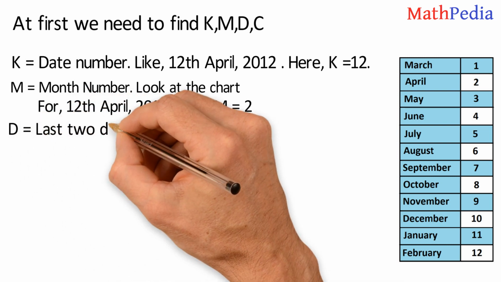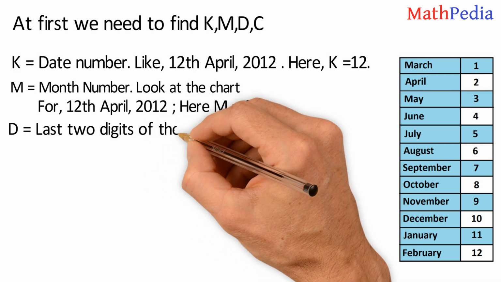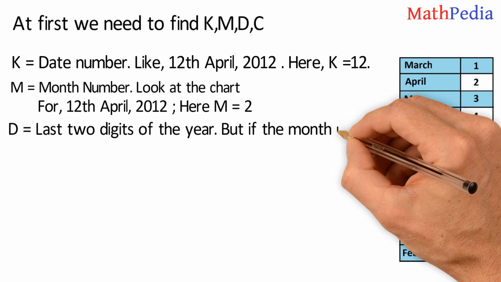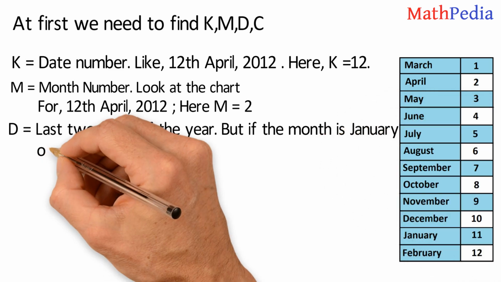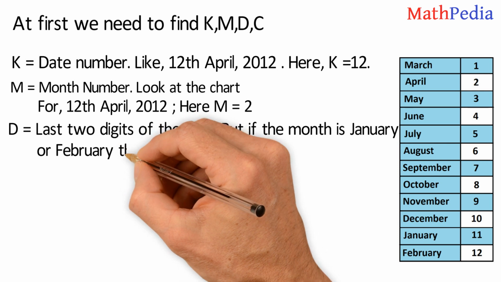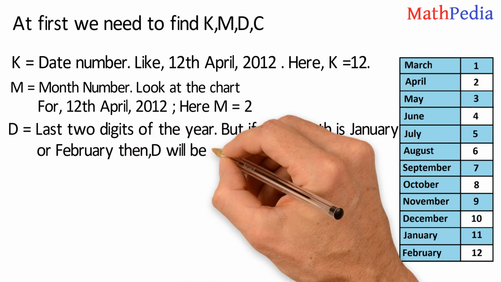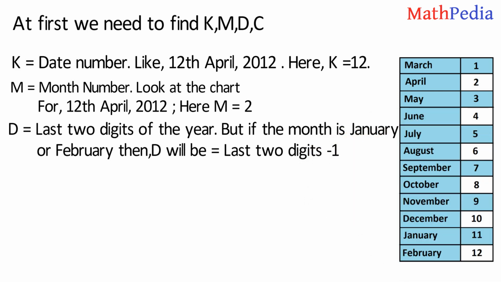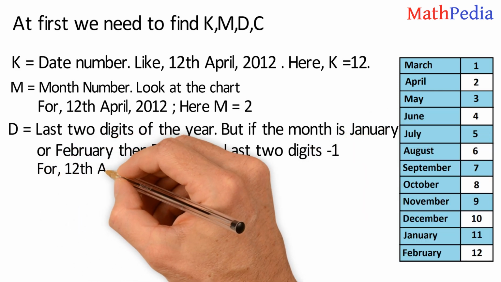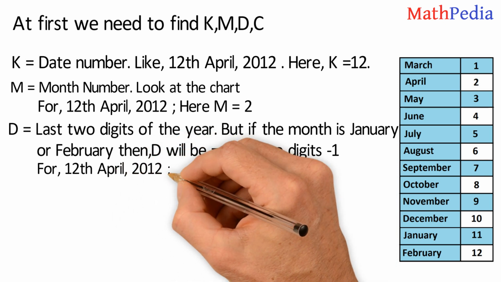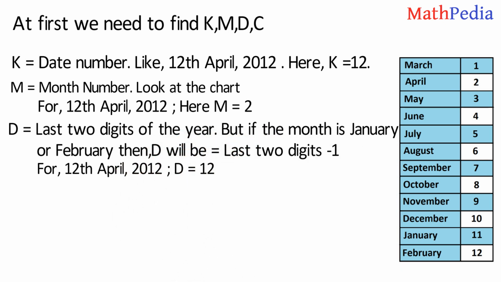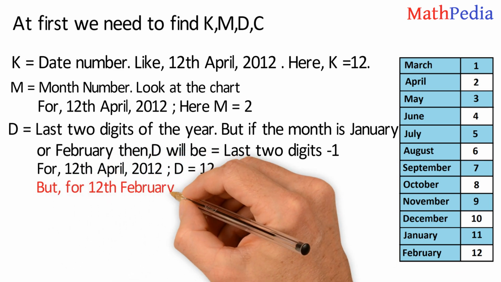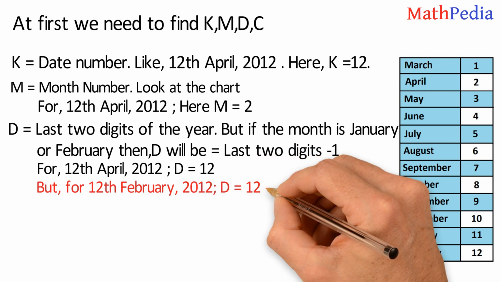D means last 2 digits of the year. But if the month is January or February, then D will be the last 2 digits of the year minus 1. For example, 12th April 2012, here D equals to 12. But for 12th February 2012, here D equals to 12 minus 1 equals to 11.